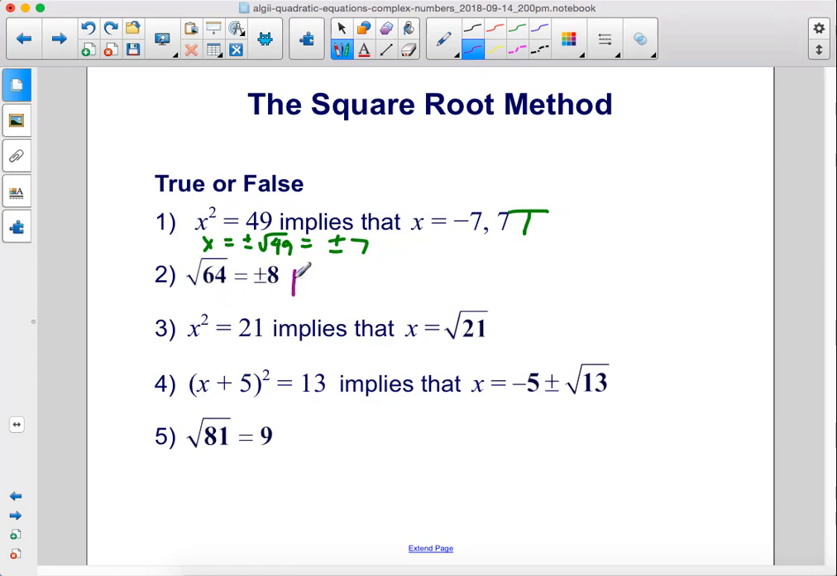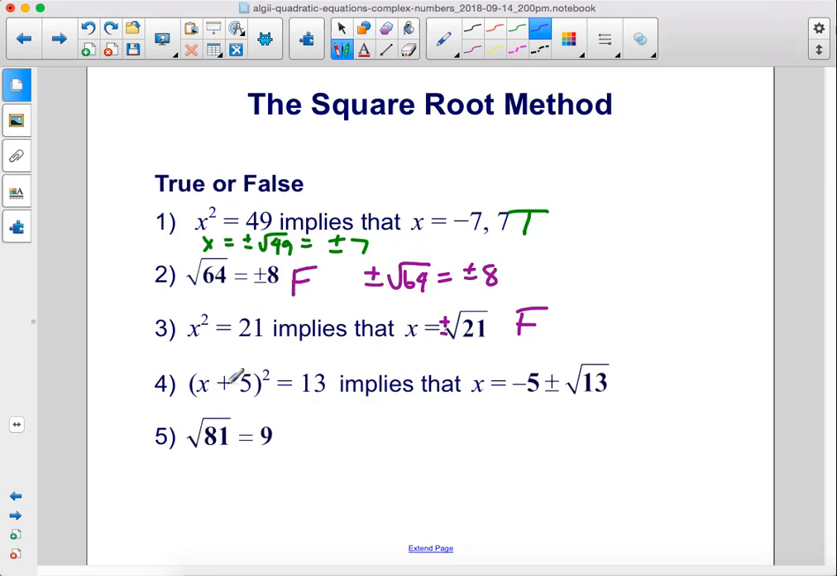This is not true. The square root of 64 is 8, positive 8. But if we had plus or minus the square root of 64, that would be equal to plus or minus 8, because the square root of 64 is 8. So that's how we would get plus or minus, not from this. All right, the next one, x squared equals 21 implies that x equals the square root of 21. This is also false, because x should be equal to plus or minus the square root of 21. It's just missing that plus or minus there.